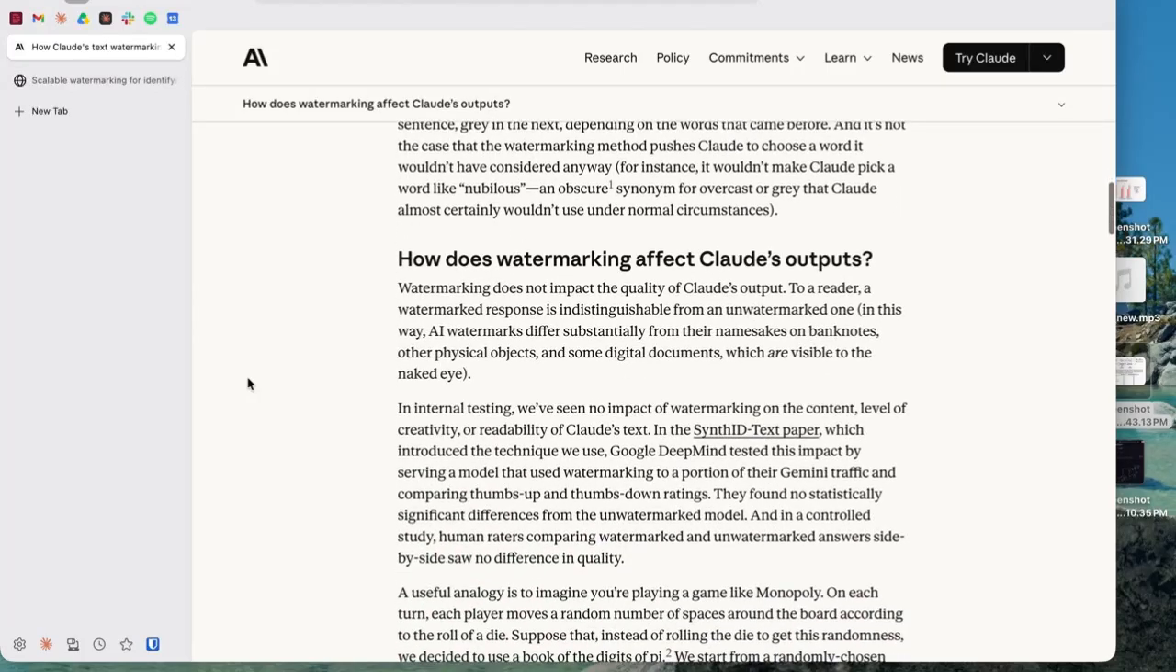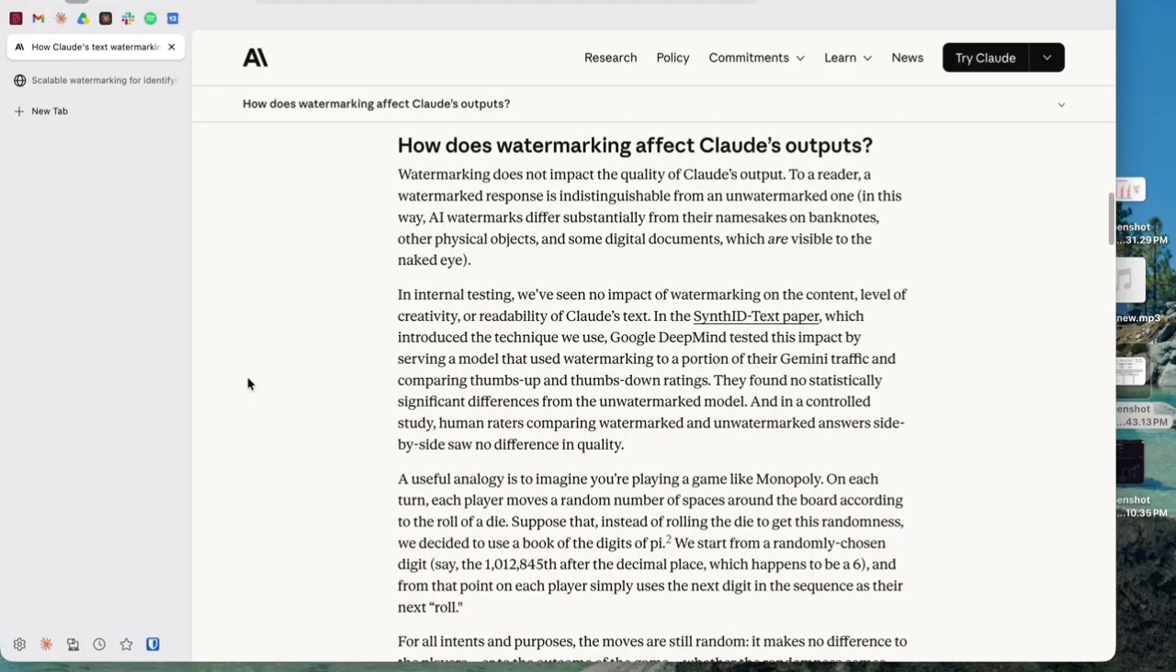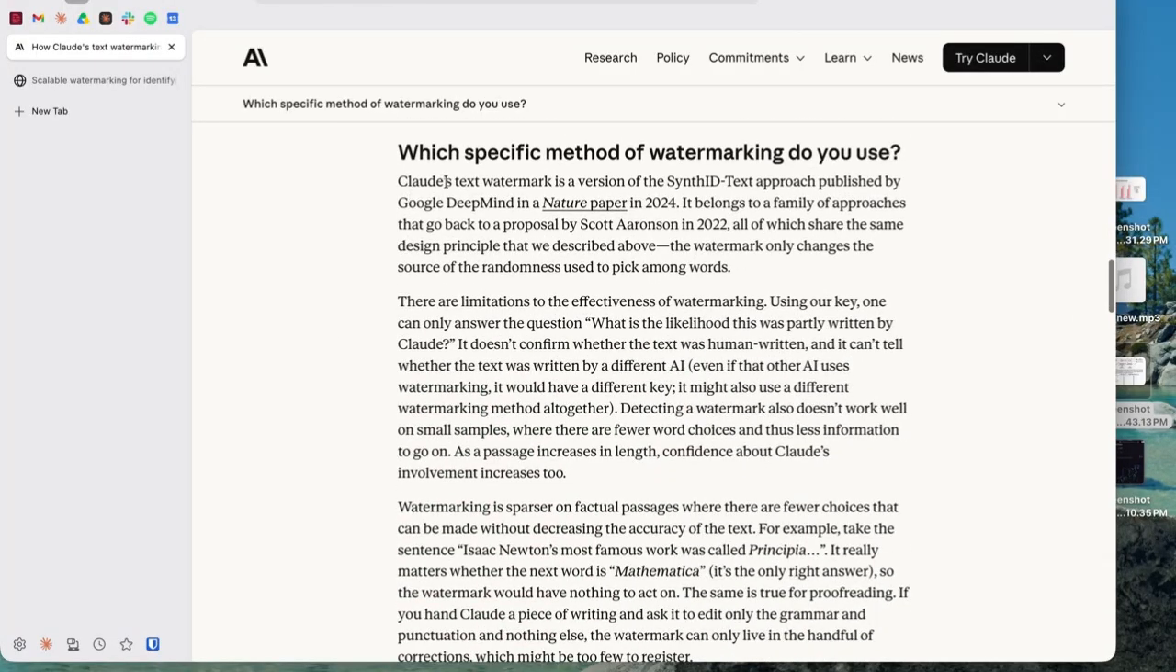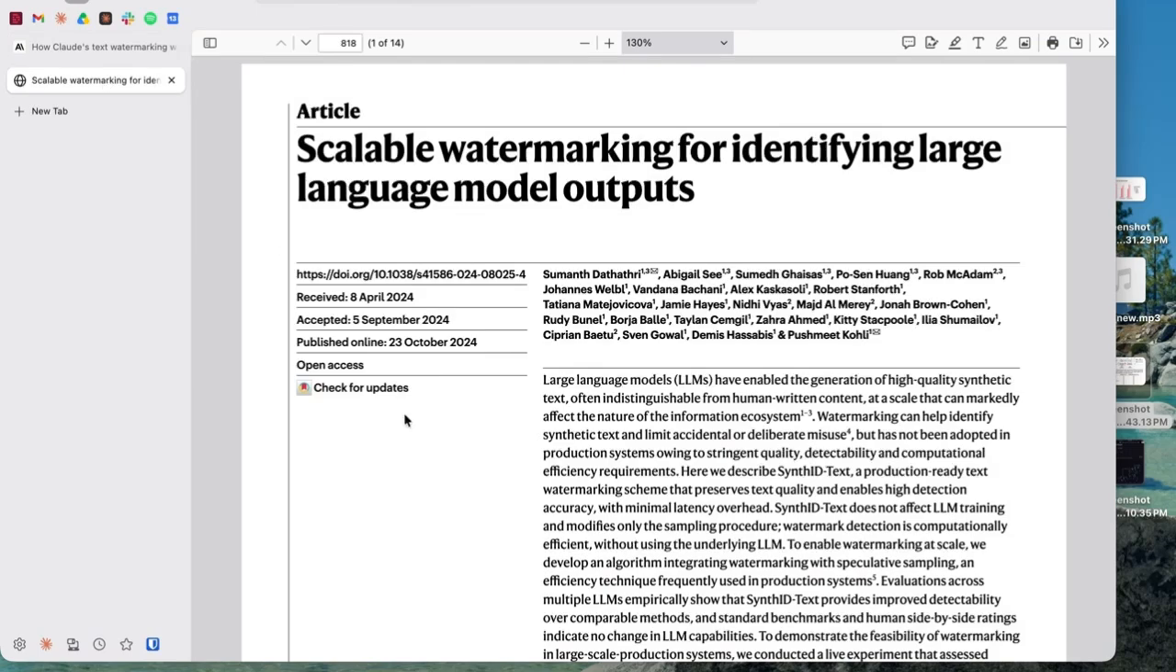But it's none of these. It is a way of actually generating the text itself. So the choice of words that Claude makes when it's generating an answer is explicitly impacted and affected by this algorithm. So we're going to talk about how this works. In particular, they say that their text watermark is a version of the SynthID text approach published by Google DeepMind in Nature in 2024. So I looked it up, and this is what we're going to be talking about today. This article, Scalable Watermarking for Identifying Large Language Model Outputs.